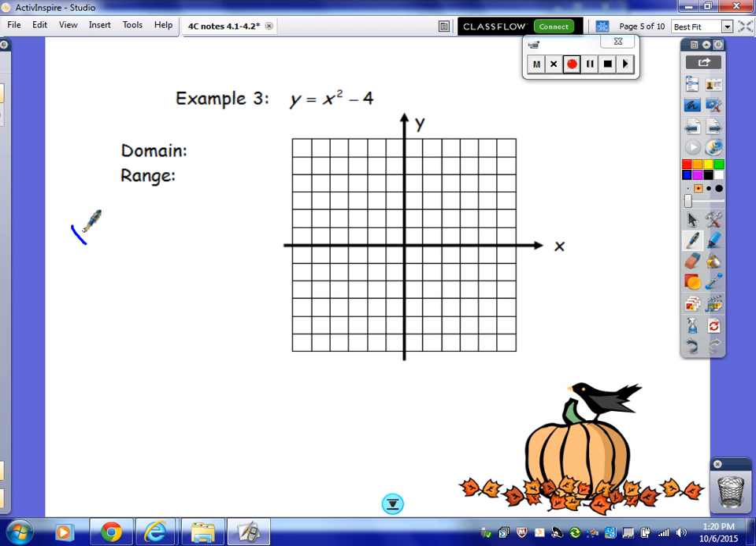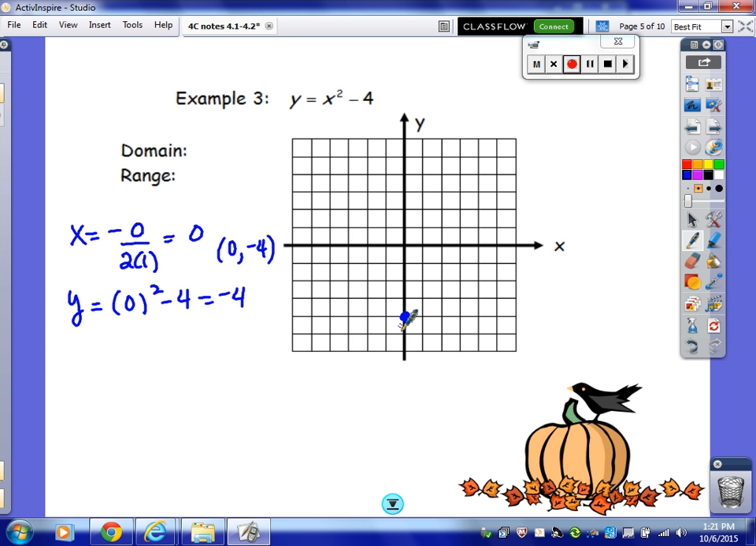So find the vertex first. The opposite of b, which is 0, over 2 times 1. So my x is 0. Find the corresponding y value, which is negative 4. So my vertex is 0, negative 4. 1, 2, 3, 4. All right, which is also my y-intercept. So it only got me 1 point.